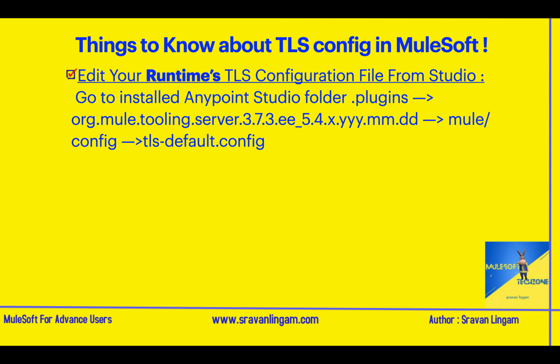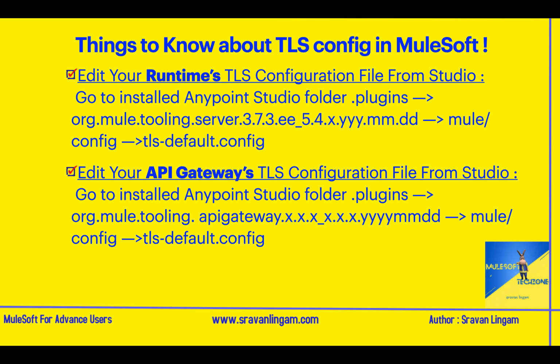And how do you edit your runtime's TLS configuration file from Studio? Go to the installed Anypoint Studio folder. Within that you will find the plugins folder, and inside it another folder, org.mule.tooling.server, whichever runtime it is, as you can see on my screen. Go to this root folder and you can find the tls-default.conf. Likewise, you can edit your API gateway's TLS configuration file from Studio by going to this particular server. You can see the paths of both runtimes and API gateways, and you have to edit this.